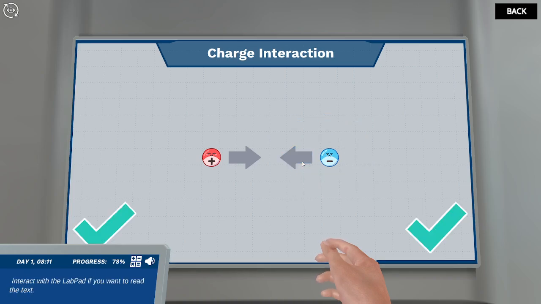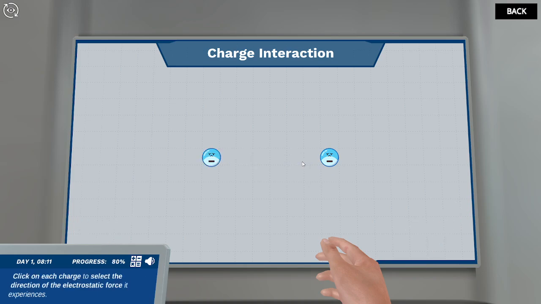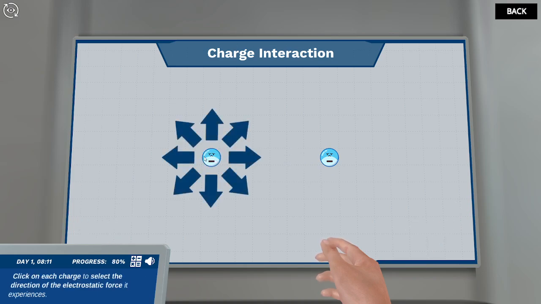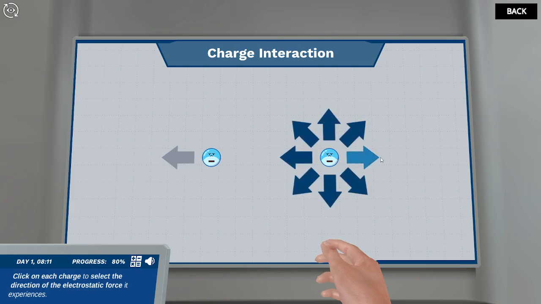Well done! This is exactly right. The charges have opposite signs, so the electrostatic force is attractive. It pulls the charges closer together. Let's try something a bit trickier this time. Click on each charge to select the direction of the electrostatic force it experiences.